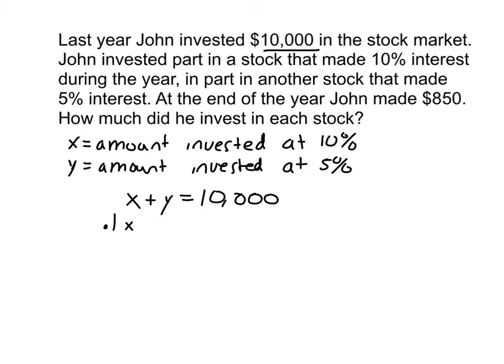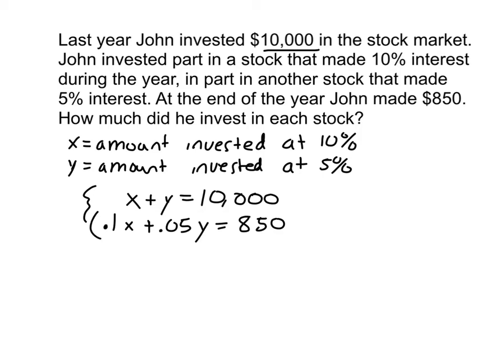So that's the amount that he made out of the first stock, and the amount that he made out of the second stock is 0.05, which is 5%, times Y. And then the total amount is 850. So this is the interest earned on the first stock, this is the interest earned on the second stock, and this is the total interest earned. Now I need to solve this system of equations.